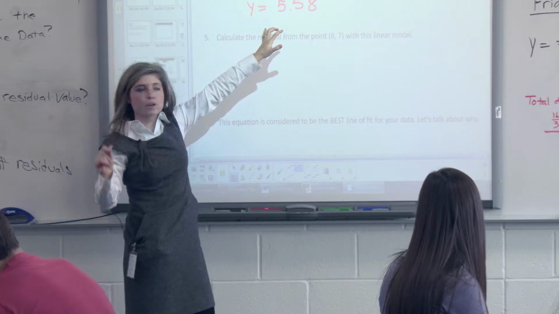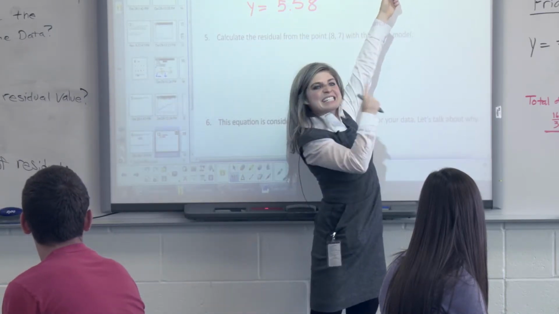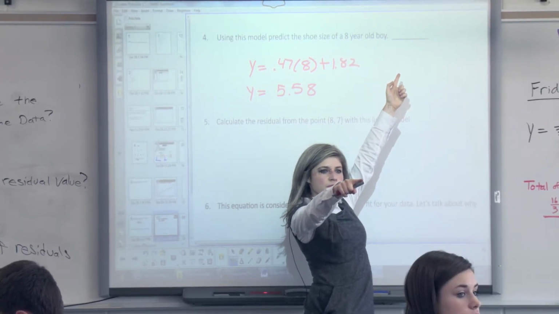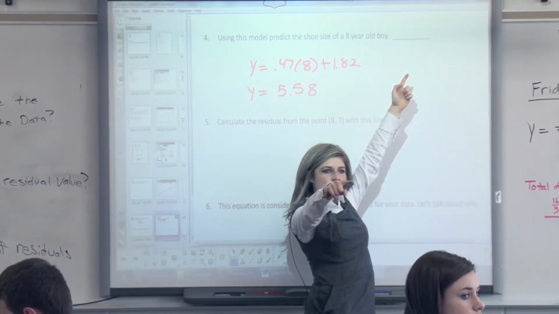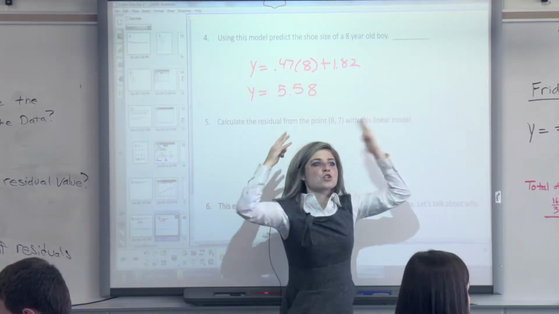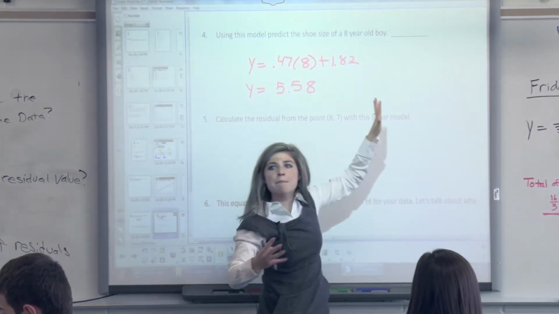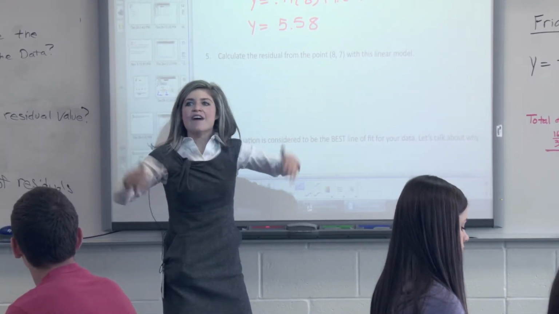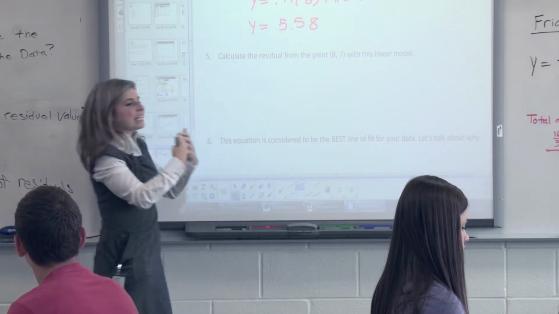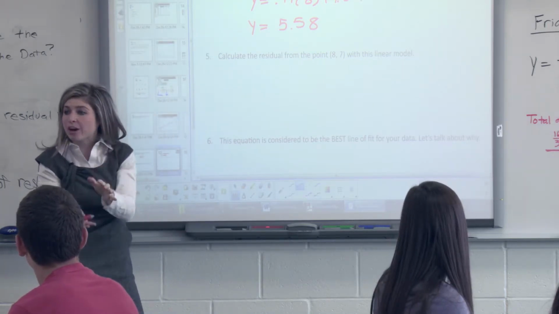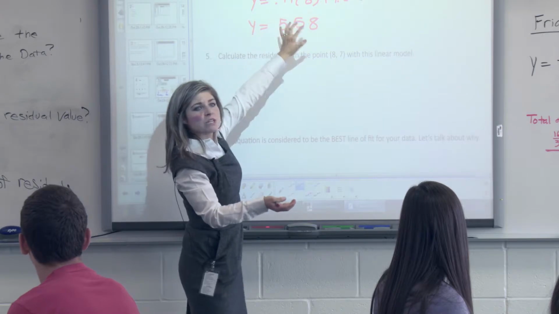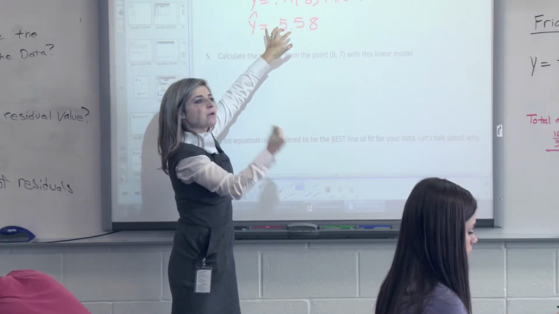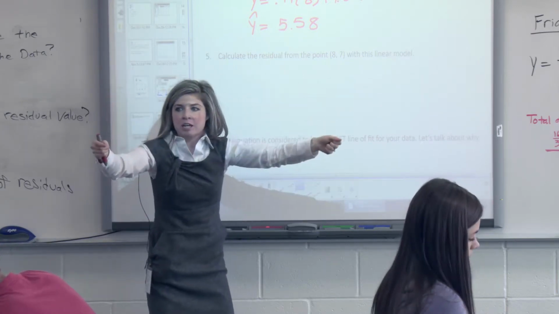When I was walking around at first, I saw a lot of people put 7 there. Why would people put 7 there, Randall? Because on the chart it says a boy at age 8 would have a 7. Yeah, that's the real data point. Somebody out there who's 8 years old has a shoe size of 7. This is how we can actually find the residual, the error. This isn't the real value. Please put a hat above the y. This is the number that we get from the equation.